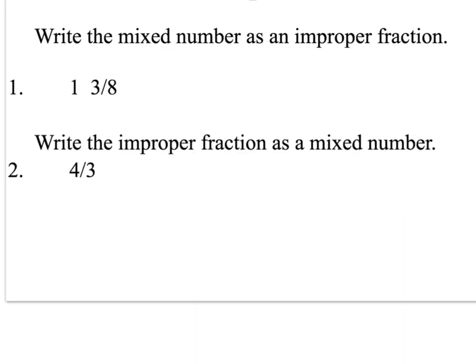Let's try the following problems. The first one says to write the mixed number as an improper fraction. So my mixed number is 1 3/8. The first step of changing a mixed number into an improper fraction is you are going to multiply the denominator times the whole number. So 8 times 1, well, that's 8. Then the second step is to take the answer, which was 8, and add it to your numerator. So 8 plus 3 is 11.